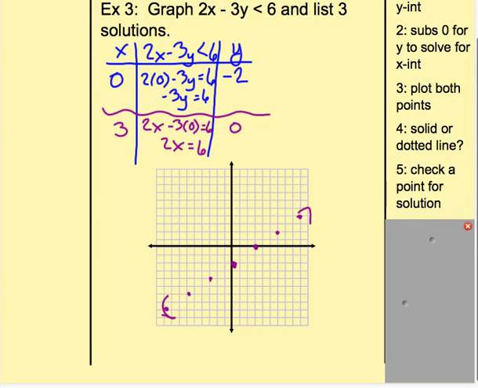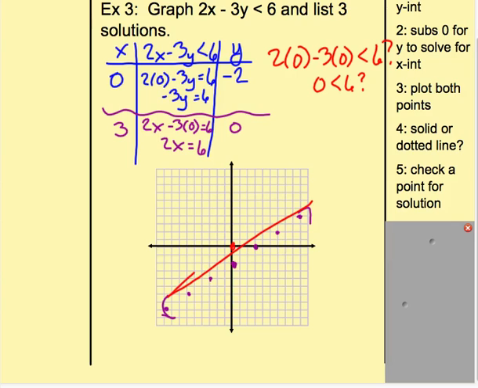To figure out the shading, it's the same process as for the other line. Our graph does not go through 0, 0, so I'm going to substitute 0 for x, 0 for y, and see if it's true. Is 0 less than 6? Yes, so we get to shade on that side of the line.